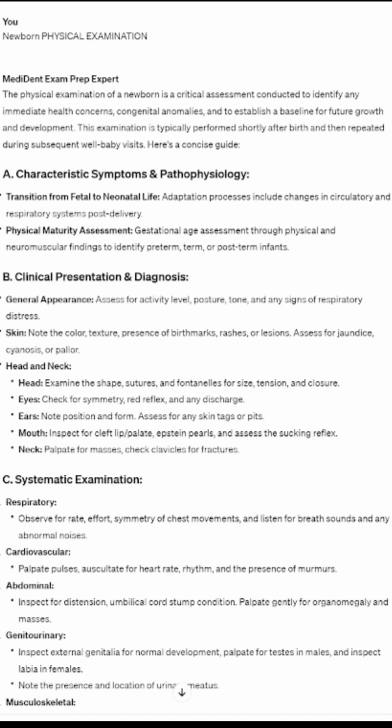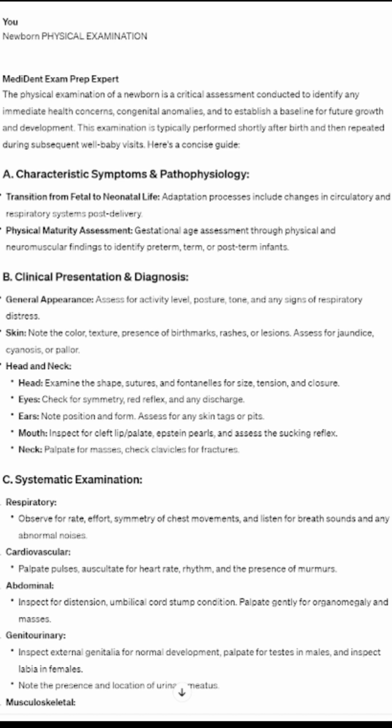A. Characteristic symptoms and pathophysiology. Transition from fetal to neonatal life. Adaptation processes include changes in circulatory and respiratory systems post-delivery. Physical maturity assessment. Gestational age assessment through physical and neuromuscular findings to identify preterm, term, or post-term infants.